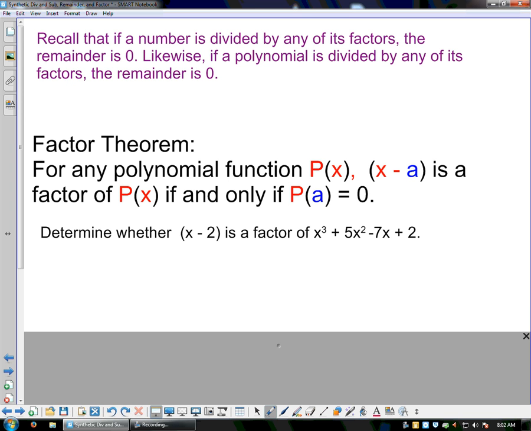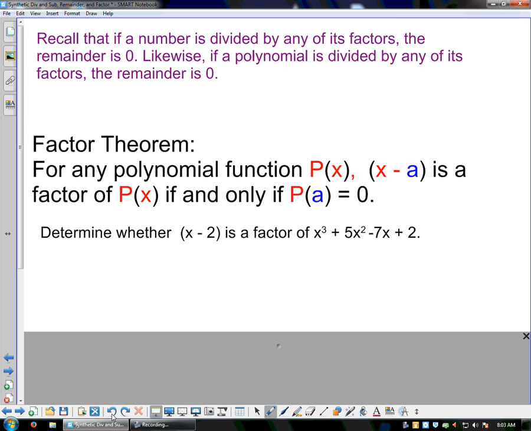We're going to determine whether x minus 2 is a factor of x to the third plus 5x squared minus 7x plus 2. We don't have to try and factor this thing, do we? No, we do not. We're going to use synthetic division and see what our remainder would be. If the remainder is 0, it goes in evenly, so it's a factor.